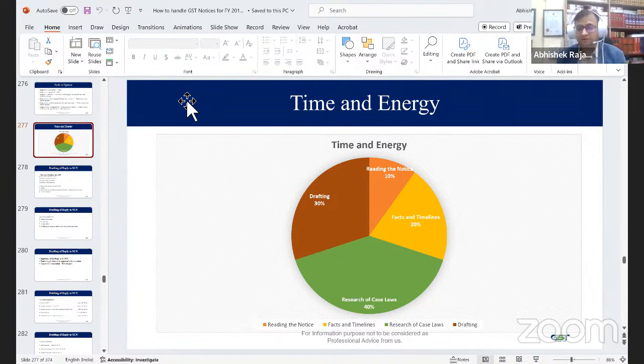So what is the benefit of this? The first and foremost benefit is that once we quote all 6 case laws which are against me, the department also has the knowledge of all these 6 case laws. And if I do not distinguish them, then the department will use all the 6 case laws against me. So my first job is to make the department defenseless.